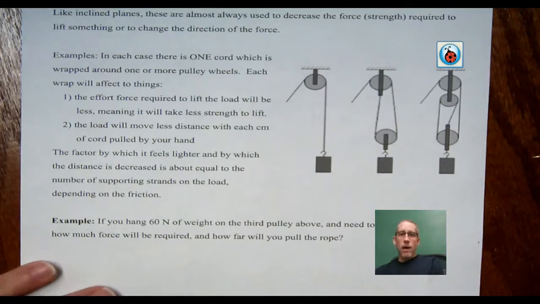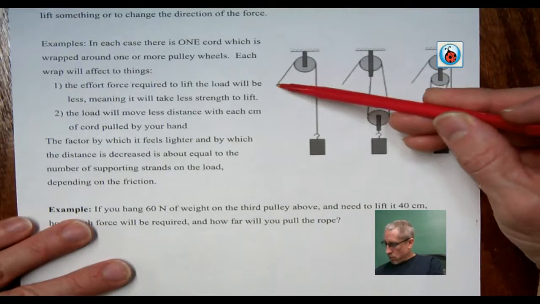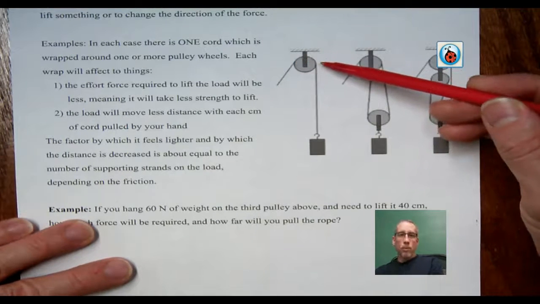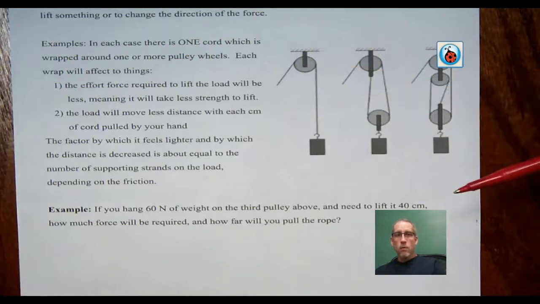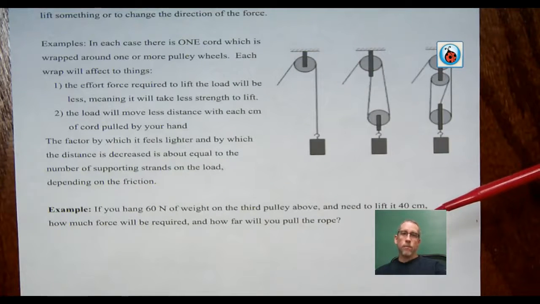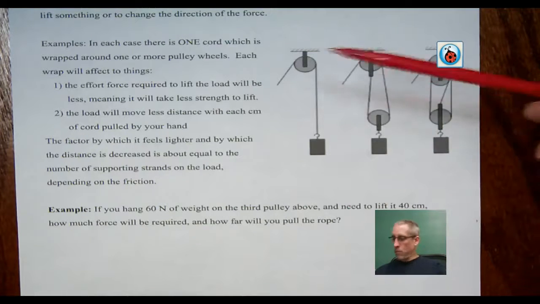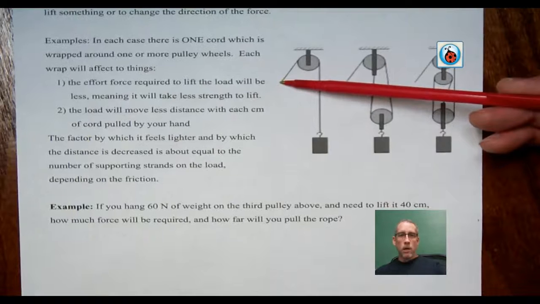So every time you wrap the cord around one of the pulley wheels, you decrease the amount of force needed to lift the load. And you also increase the amount of distance that you're going to have to pull on the end of the string in order to get the load to move.